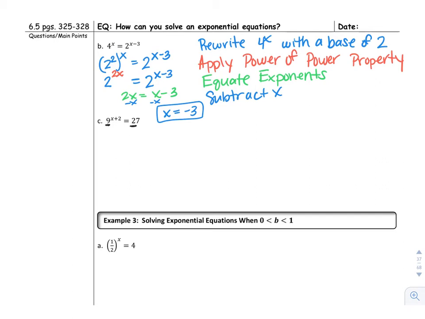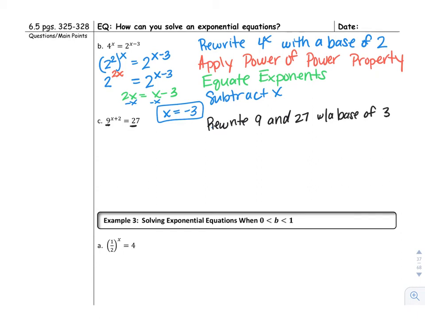Okay, for the next example, our bases are 9 and 27. So we have to make sure they're the same. So I know that 9 squared is 81, and we want to think of numbers that both 9 and 27 have in common. So hopefully you're thinking of the number 3, and we can rewrite 9 and 27 with a base of 3.